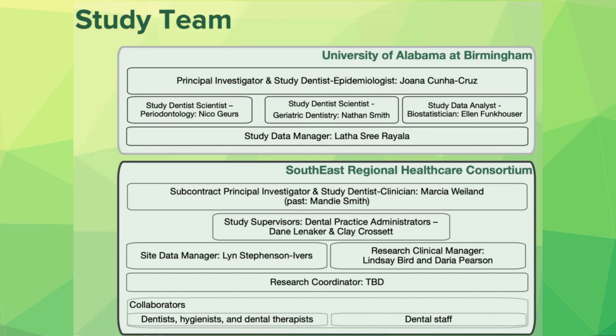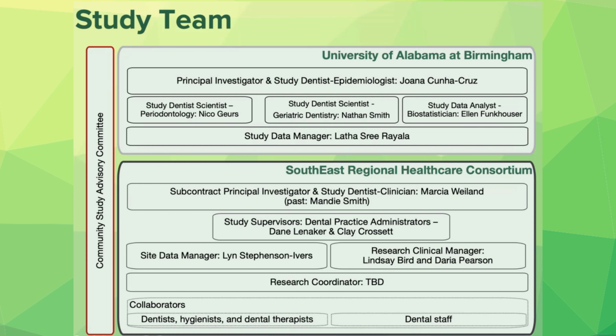This study will allow SEARHC to hire a research coordinator to support the activities from the study. And besides that, we have collaborators, and that's why it's important that we engage with you because we need your help. As dentists, hygienists, and dental therapists, you are providing care to the seniors. And we ask you to talk about the study with your patients so that they can get excited to participate. And as dental staff, we would ask for your help to enroll patients and do the consent with them.